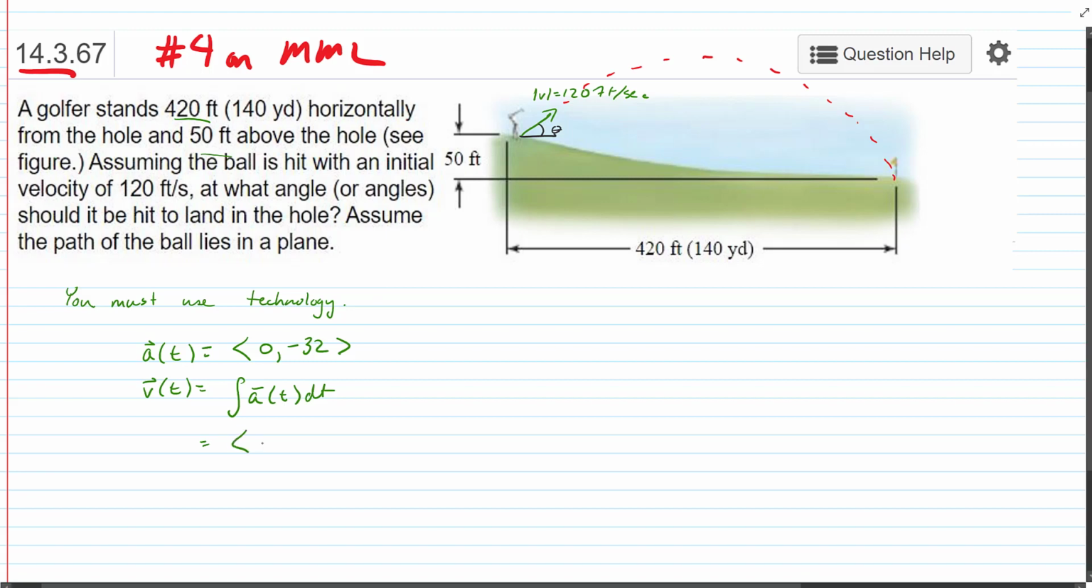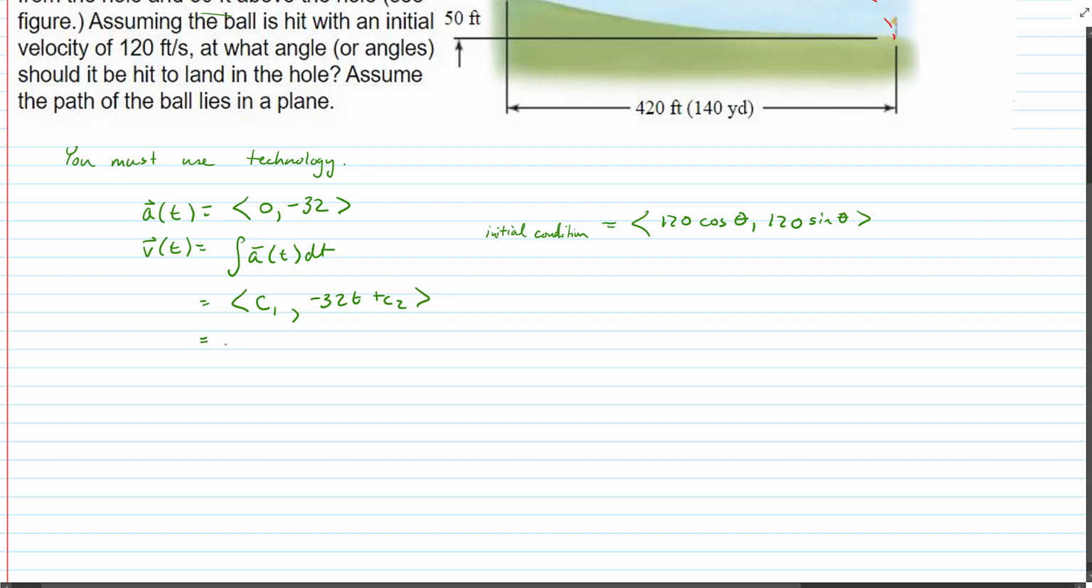If we integrate this component-wise, we will have, we could just put a constant here, let's call it C1, comma, negative 32t plus some other constant C2, where we have to satisfy the initial condition that the velocity when t equals 0 needs to be 120 feet per second. For that to happen, the initial velocity vector would be 120 times the cosine of the angle theta, comma 120 times the sine of the angle theta. So we'll plug that into our velocity vector. So here we go. We've got 120 cosine of theta, comma 120 sine of theta, minus 32t.